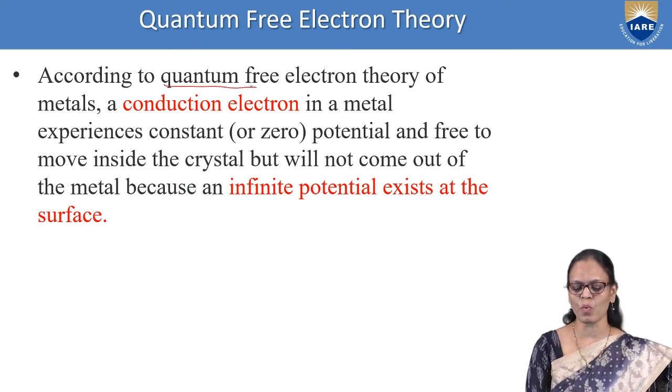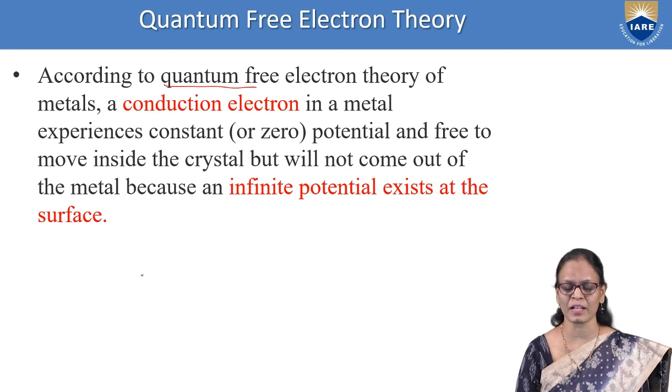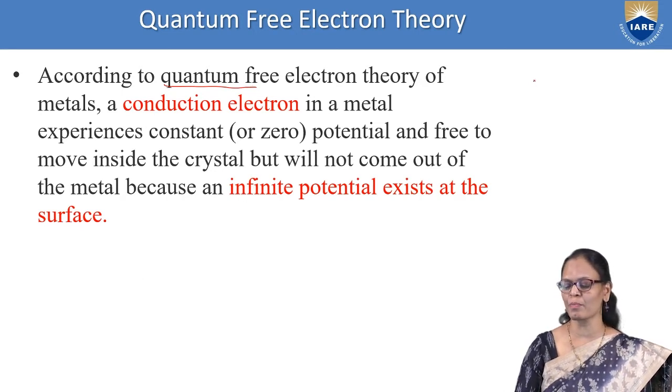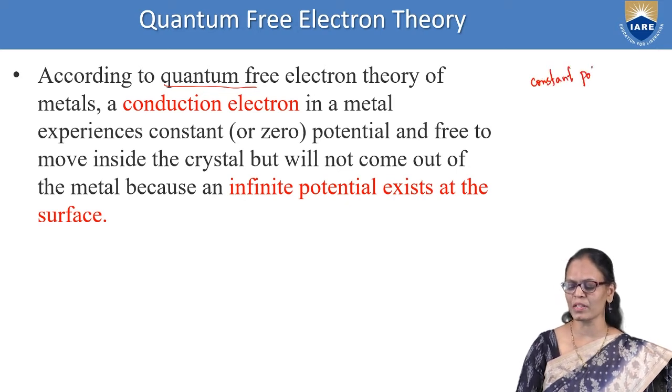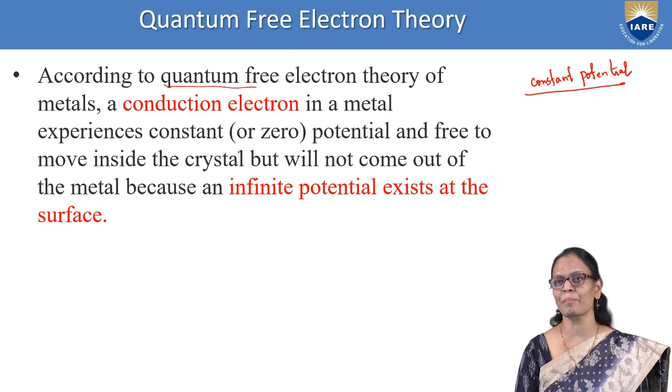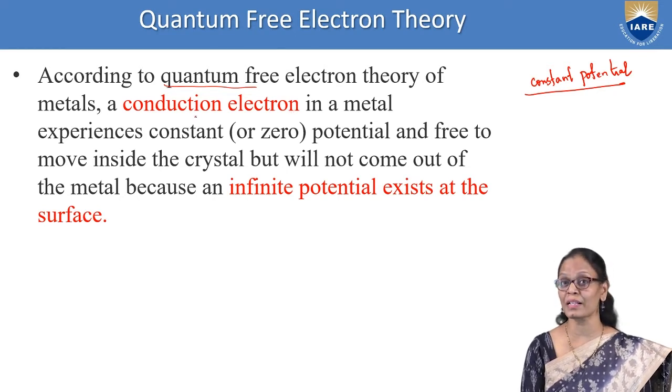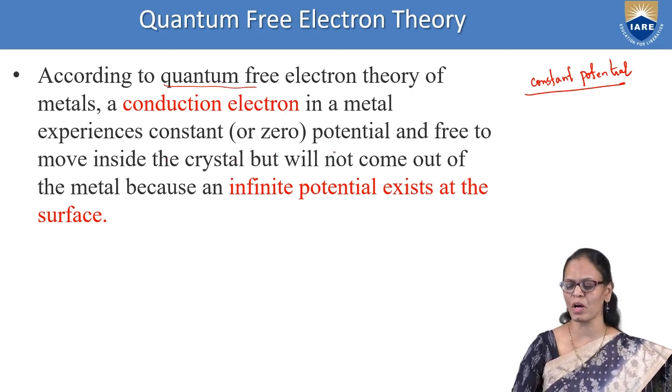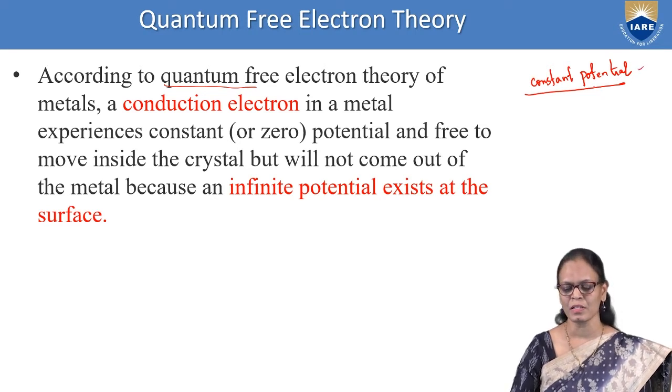So according to quantum free electron theory, the electron is moving in a constant potential. This is one important assumption they have made. Later on, they had to rethink this assumption. The conduction electrons, those electrons which are responsible for conduction in metals, experience a constant or zero potential. Constant potential here we are considering to be zero.